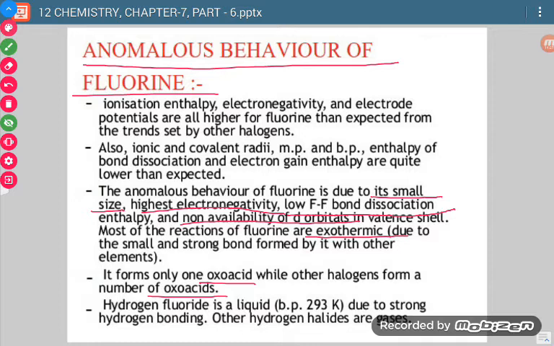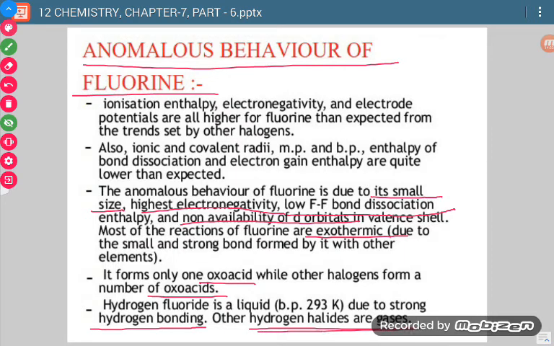Oxoacids, you know, are the compounds formed by the combination of oxygen, hydrogen and the element we are talking about. Now here we are talking about fluorine, so fluorine forms only one oxoacid, and the others form a large number of oxoacids. Hydrogen fluoride is a liquid due to strong hydrogen bonding. Other hydrogen halides are gases.